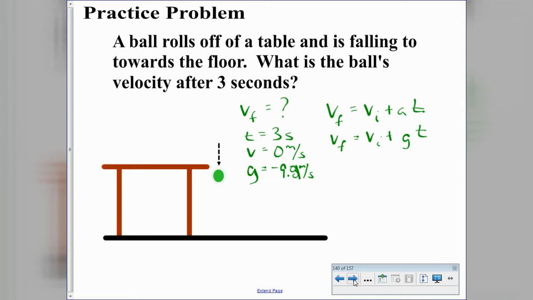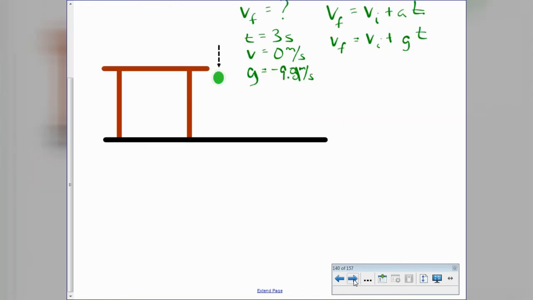Now, the next thing that I would do is draw a diagram, a picture of what's going on, but I've already got that. So I'm going to move on to plugging in some of my numbers. My final velocity is what I'm solving for. My initial velocity is 0 meters per second, plus my acceleration, or my g value, negative 9.81, times our time of 3 seconds. So times 3.